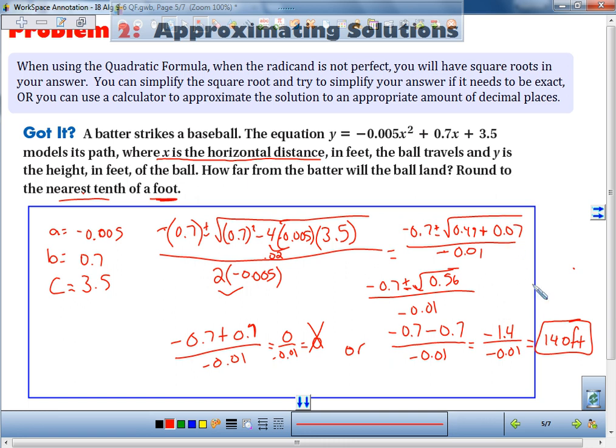Okay? So that's using the quadratic formula. You're going to want to use a calculator. The calculator is going to help you just because there's a lot of small numbers and different calculations that you're going to have to do.